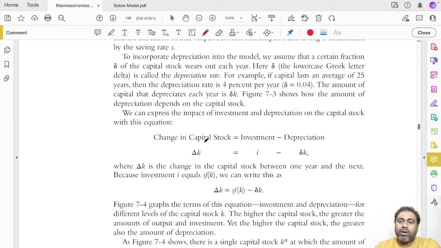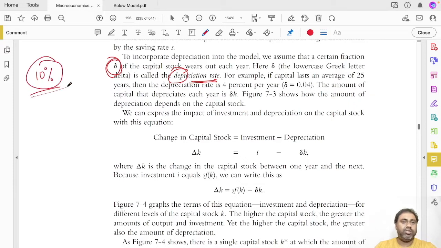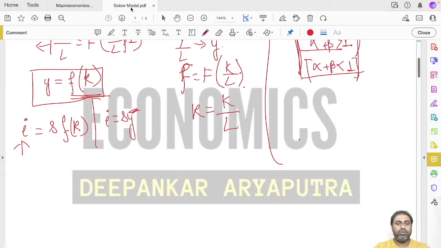Okay. Now there is a different concept that we discussed earlier, that was the depreciation rate. What is depreciation? Depreciation is the amount of capital which gets out of the economy. Now, the depreciation rate is the rate at which the capital gets removed from the economy. So we said it was 10%. This means every year, if there is no extra unit of capital added, then there will be no capital left after 10 years. So this is all that we need to understand.